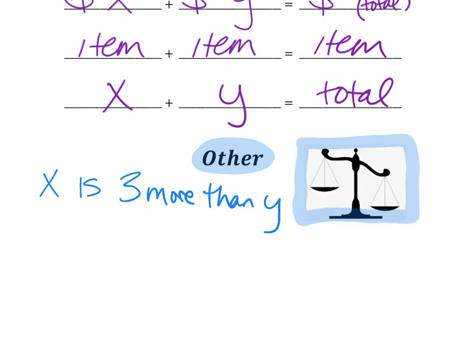The sentence says x is more than y. So what's going to happen to the x arm? It's going to weigh more, so it goes down. So which side do I need to add something to make it balanced? The y, the second arm. So this equation is x equals y plus 3. We had to add something to the y arm so that they would balance back out. This is one of my other equations.